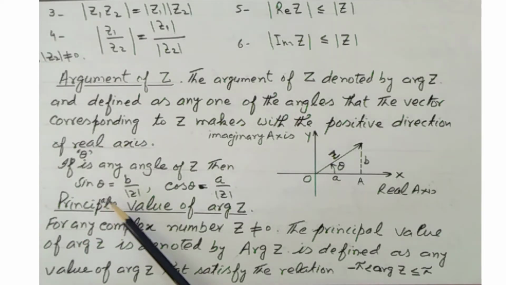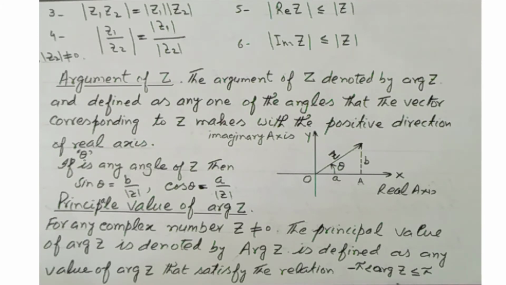So this theta is called the argument of z. Now the principal value of argument of z. For any complex number z not 0, the principal value of argument of z is denoted by capital ARG z. Capital ARG z is defined as any value of small arg, that is argument of z, that satisfies the relation argument of z less than or equal to pi and greater than minus pi.